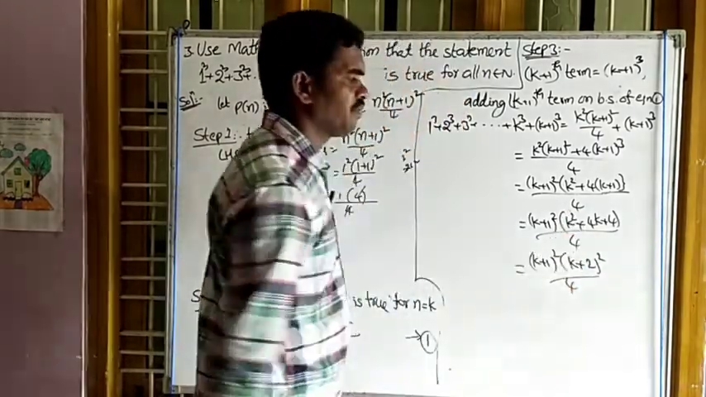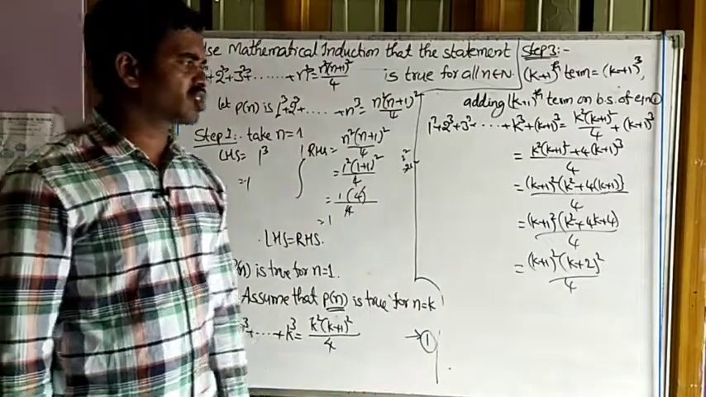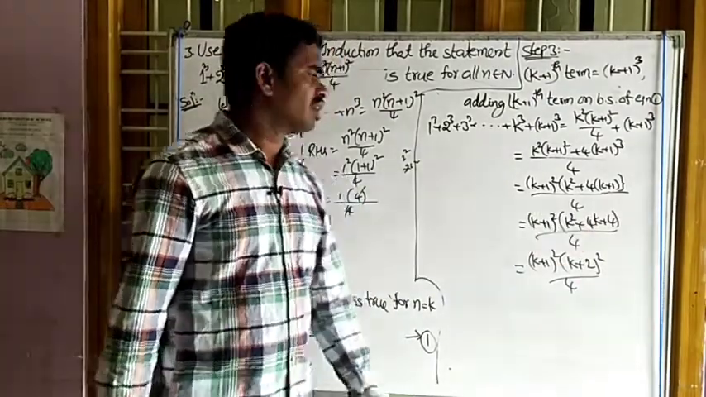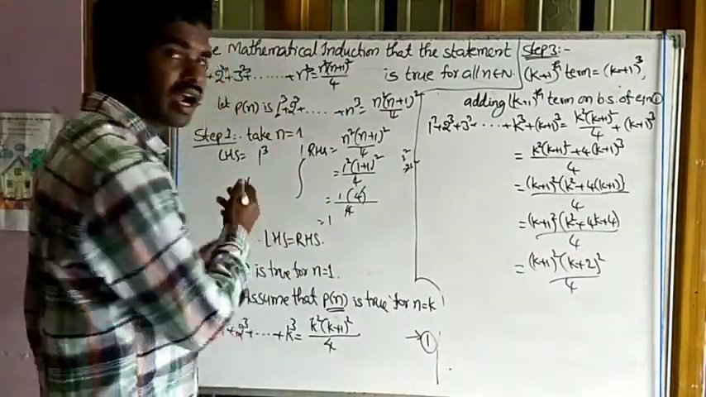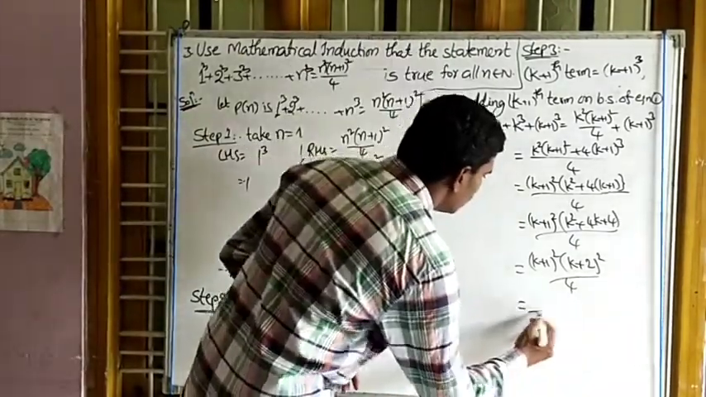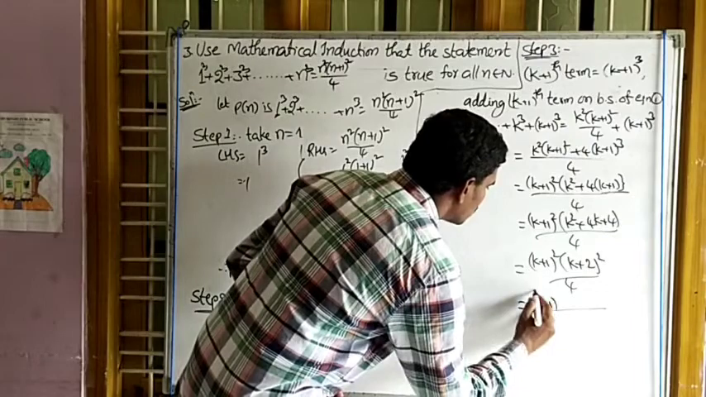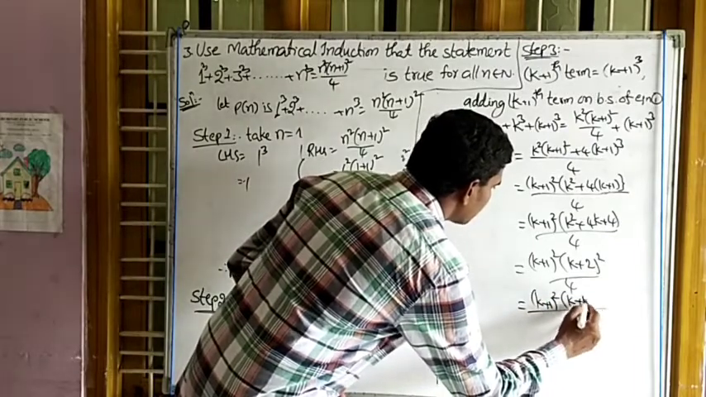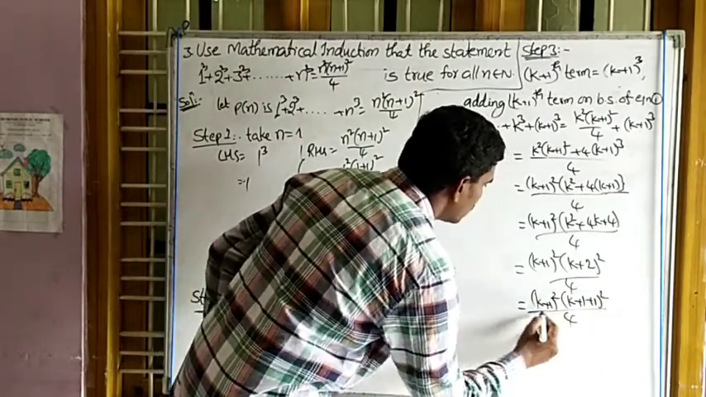Am I right? Once check it, k plus 2 whole square, k square plus 4k plus 4. Yeah, same. Otherwise, do the factorization, like what I have done in the second question. So now, k plus 1 whole square, k plus 2 means k plus 1 plus 1, whole square by 4. So now check it.